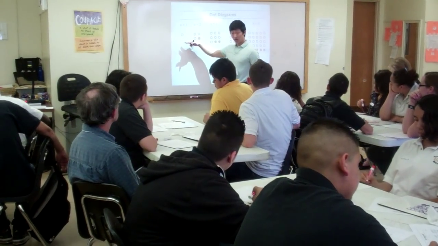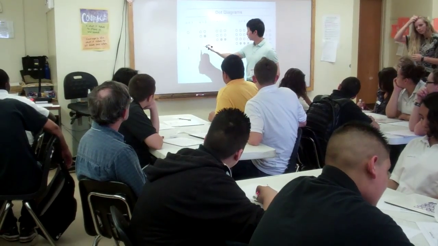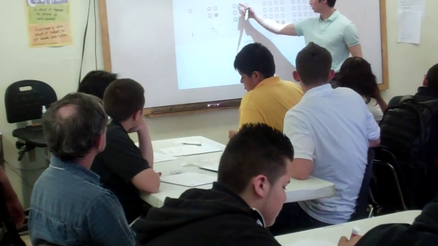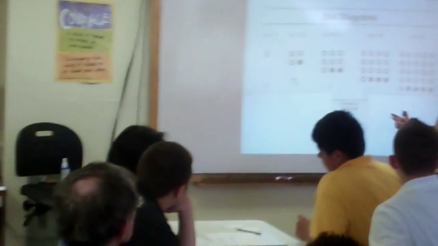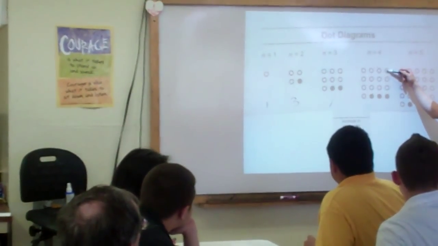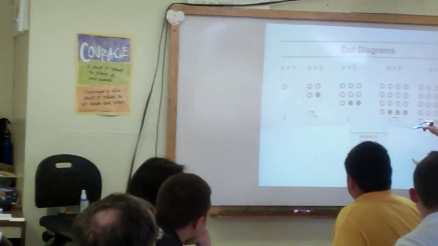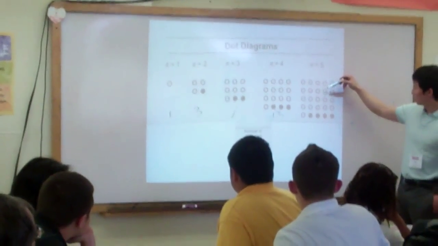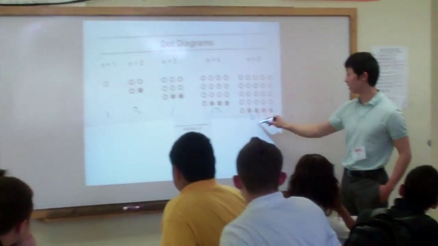You're noticing on my first term, I have 1 white dot. On my second term, I have 3 white dots. On my third term, I have 6 plus 1, that's 7 white dots. On my fourth term, I have 4, 8, 12, plus 1, 13 white dots. And in my fifth one that you just drew, you have 5, 10, 15, 20, plus 1, 21 dots.